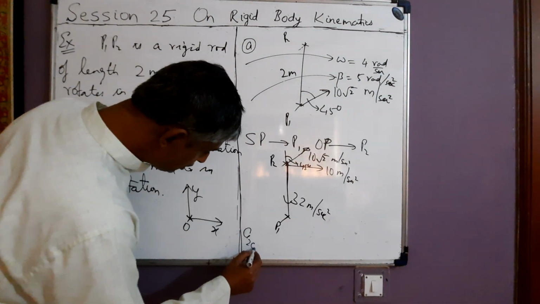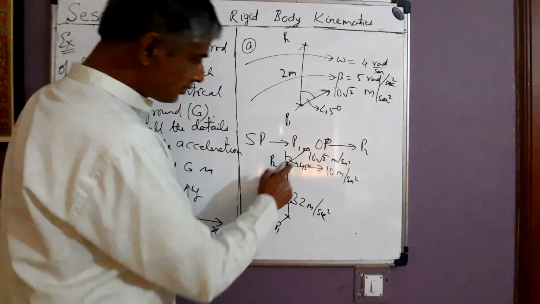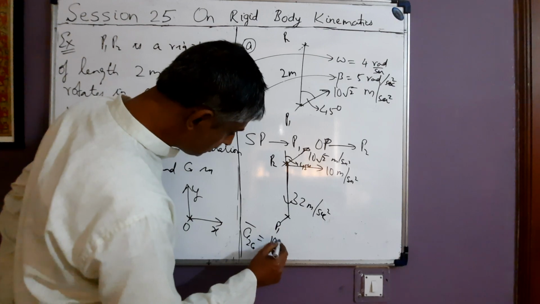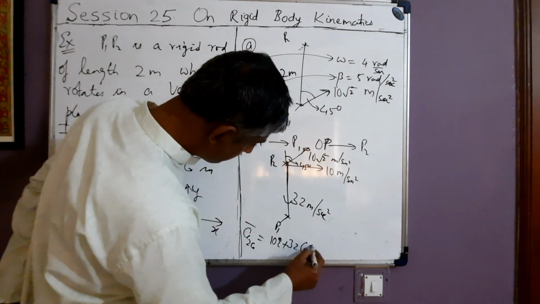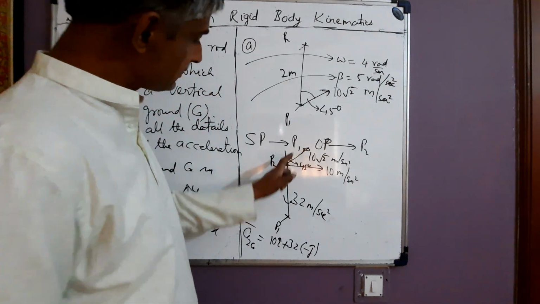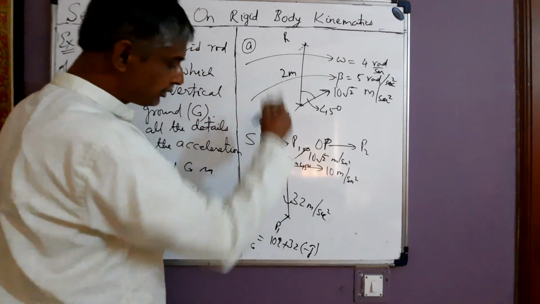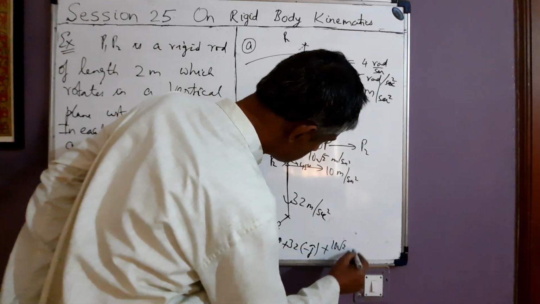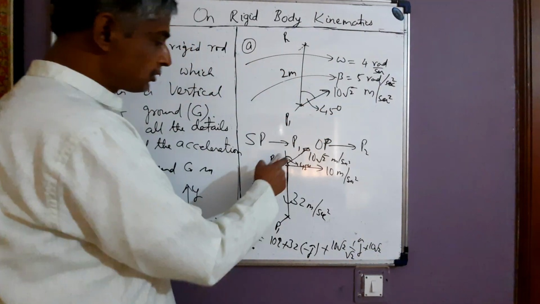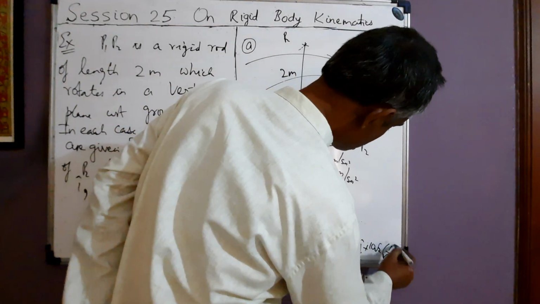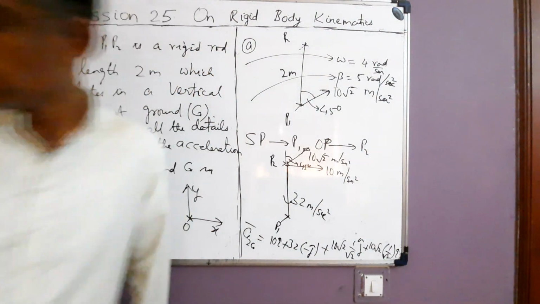So A2G, meaning acceleration of P2 with respect to ground. Now I write first this one, 10 i hat along x-axis. This is along minus j hat. Now this I break into components, j in this way, i in this way. So 10 root 2 cos pi by 4 into j hat. Cos pi by 4 becomes 1 by root 2. And 10 root 2 into sin pi by 4, 1 by root 2, into i hat.